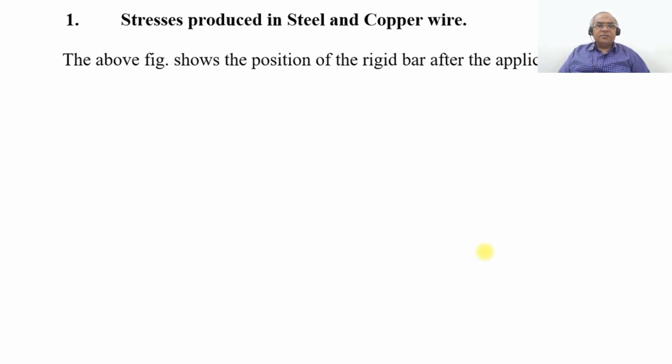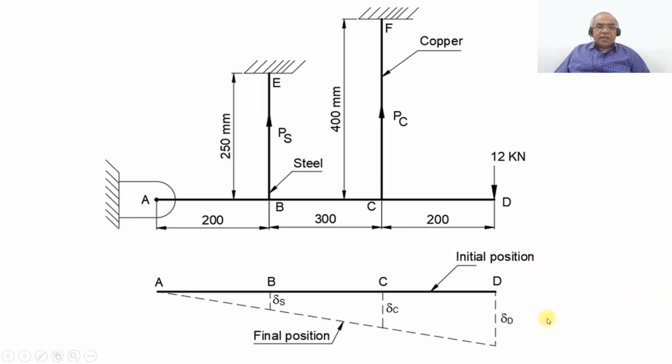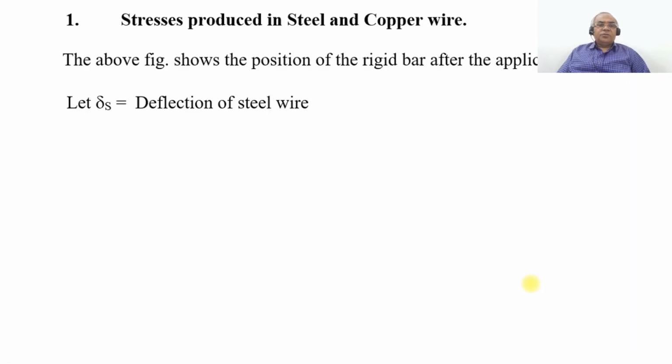From the similar triangles we are considering, delta S by 200, which is AB, and delta C by 500, which is AC, and delta D by 700, because AD. That is how you will be able to take the similar triangle principle: this opposite side by this adjacent side, and this opposite side by this adjacent side, and this opposite side by this adjacent side. So that is how it is going to be from the similar triangle principles.